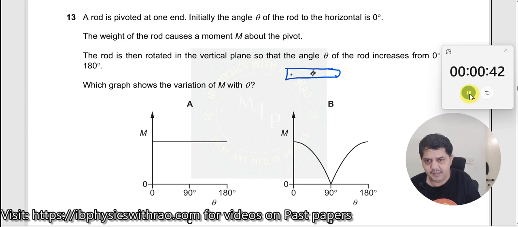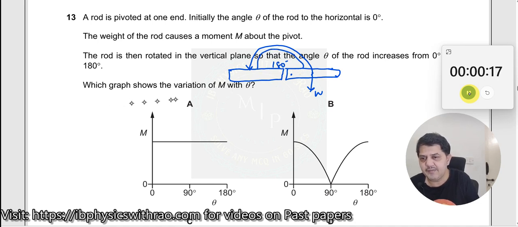About the pivot. Because of this weight of the rod, there's a moment being created over here, so it can easily fall down like this. The rod is then rotated in the vertical plane. Maybe I can rotate it like this and keep it over here. Then the angle theta increases from 0 to 180 degrees. That's what I have done, so from here to here, it is 0 to 180 degrees.